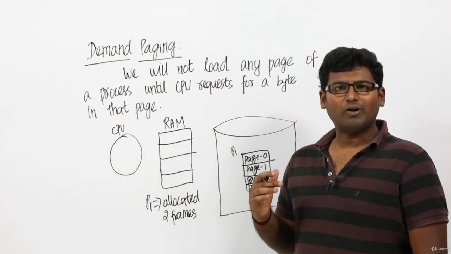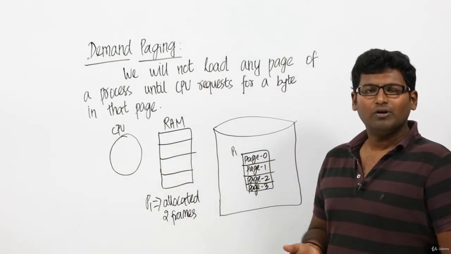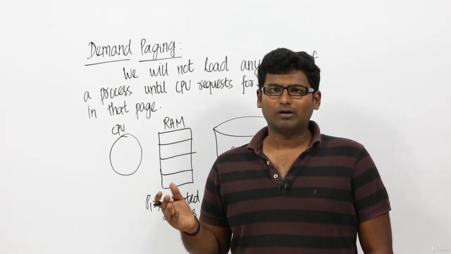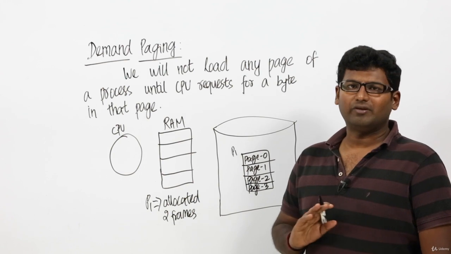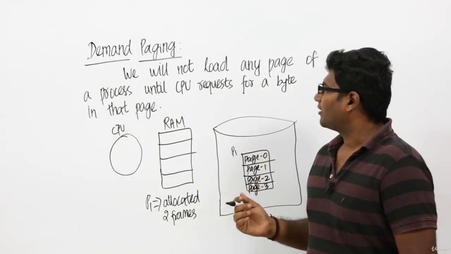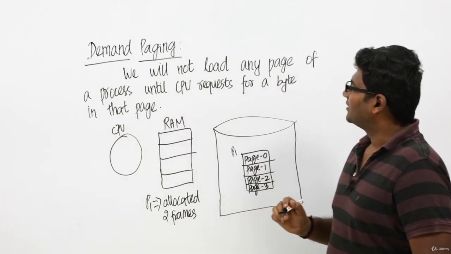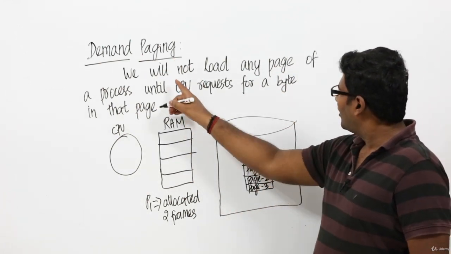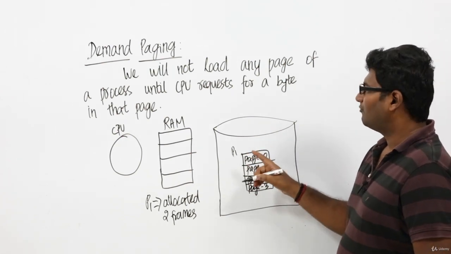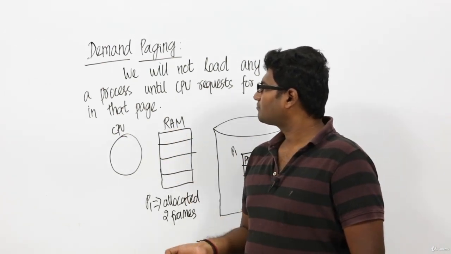You might not be able to understand it exactly right now, but once we see page replacement algorithms one by one, you'll be able to understand everything very clearly. We are going to take a lot of examples. Now what is meant by demand paging is we will not load any page of a process until the CPU requests a byte in that page.